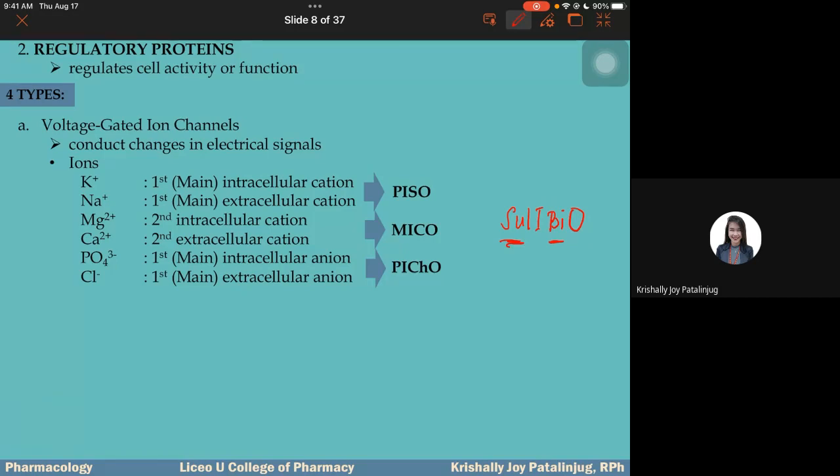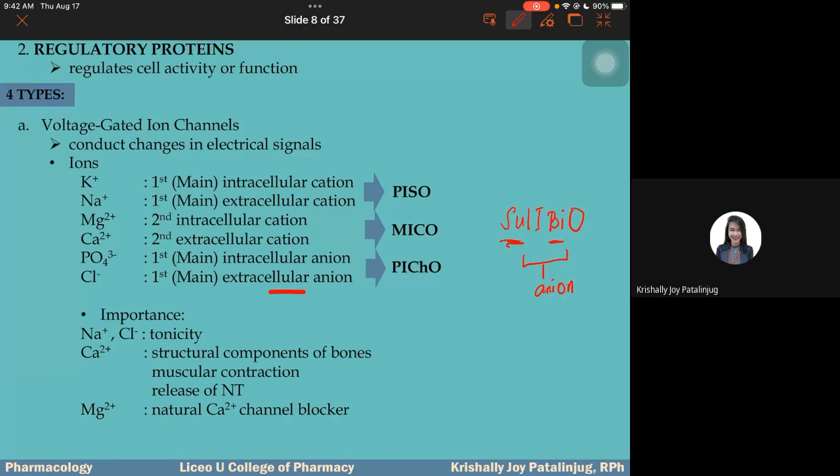Ions present in the cellular fluid. Anion in particular. You remember? Sulibio, sulfate in, bicarbonate out. The second major extracellular anion. Okay, then these are just for your information as well. Sodium ion and chloride ion are important for tonicity. The calcium ion is for structure, these are structural components of bones, important for muscular contraction, for the release of neurotransmitter.